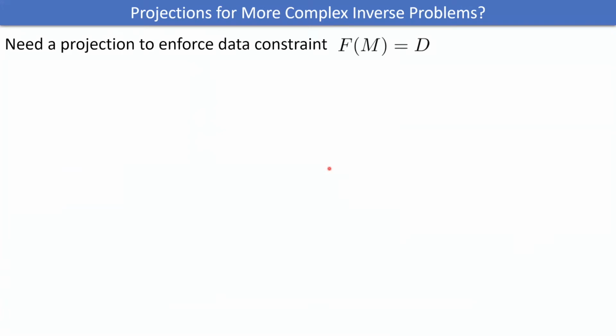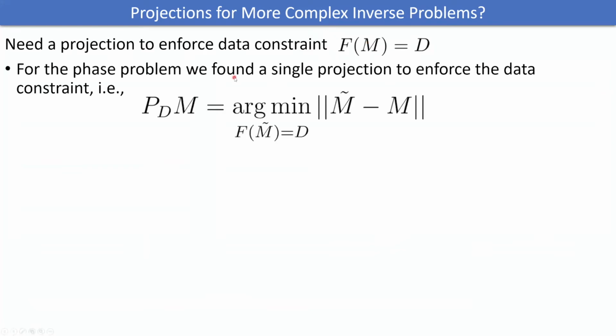But in general, we have to figure out how to come up with a projection for this general data constraint, where we have this model M and it maps to the data D through some mathematical operation F. And so we need a good, fast projection algorithm to pseudo-invert that operation. Given a model estimate M, we want to find the closest thing that correctly maps to the data D.